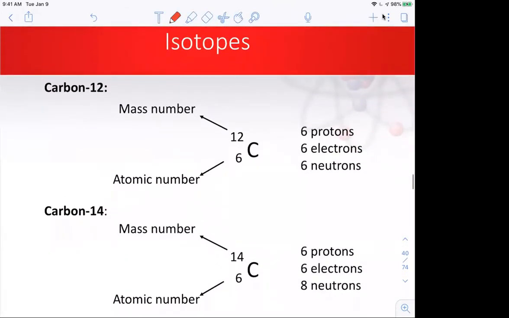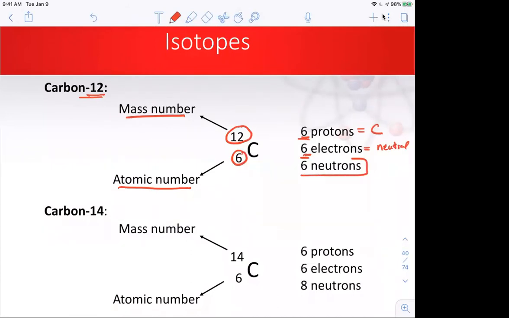So again, the mass number is the top left. The atomic number is the bottom left. I can tell when I have carbon 12. So this is the symbol, right? 6 protons, 12 protons plus neutrons. I have 6 protons because it's carbon. I have 6 electrons because it's neutral.